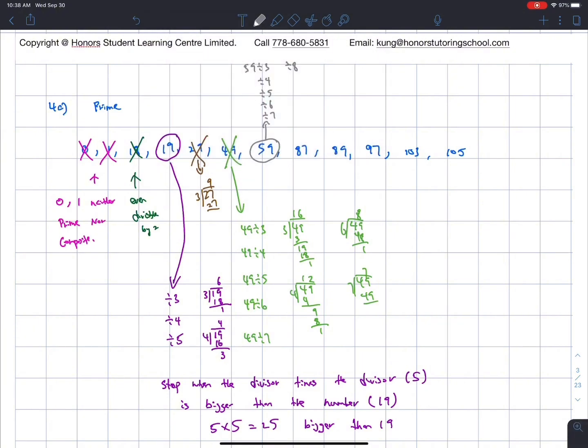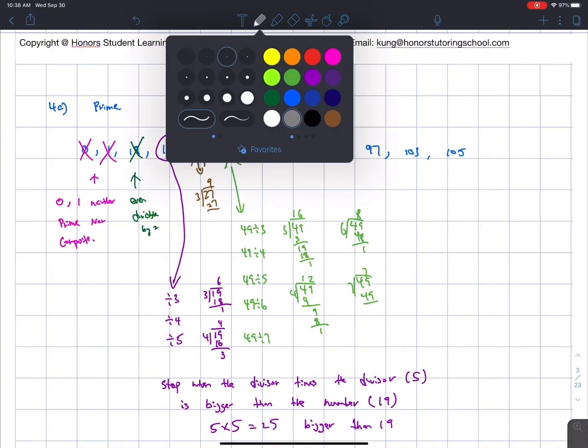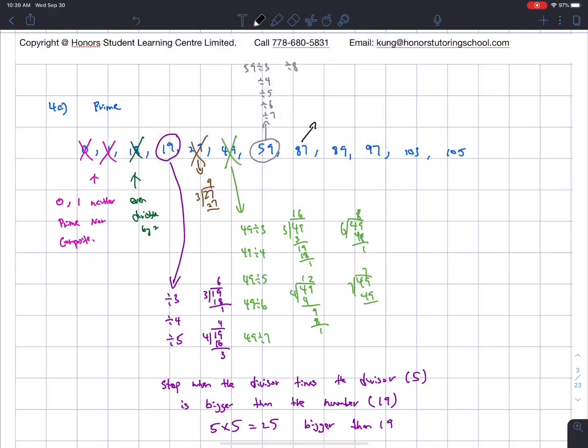The next one that I want to try is, so I'm running out of color, 87. So it's definitely not, it's not even, so not 2. So I'll try 3, and you will see that it's actually divisible by 3. Right, with no remainder, we get 29. So 87 is going to be a composite number.